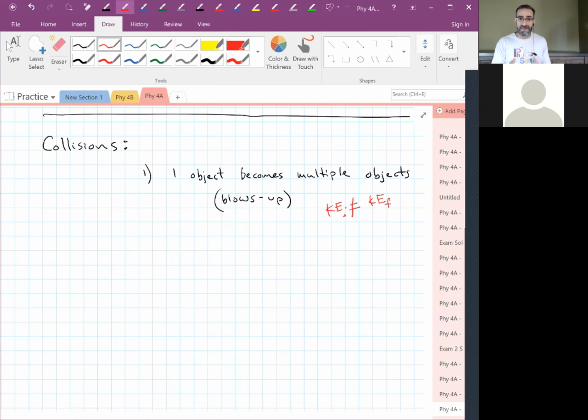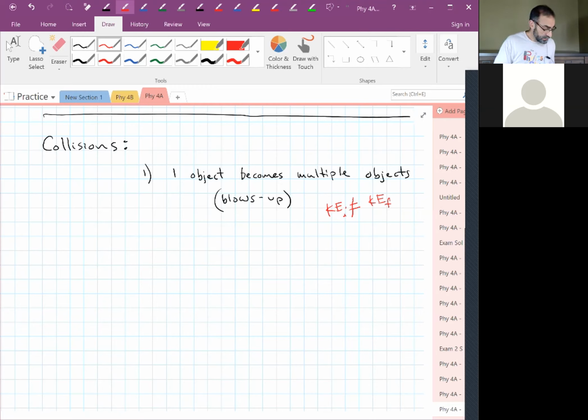But a lot of times with these, we don't know how much energy was added to the system. But we do know that the momentum before and after the explosion has to be the same because all the forces come from within the system. So I think you're starting to see now that momentum can be a pretty powerful tool.